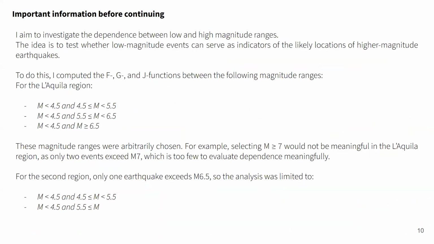So to compute the dependence between two datasets, as I said earlier, we need to have two datasets, and for that I decided to take all the magnitude lower than 4.5, and I will try to compute the dependence between less than 4.5 and other magnitude ranges. In that case, for L'Aquila, I will see the dependence between less than 4.5 with 4.5 to 5.5, so this magnitude range, and this one, etc. So I can do a lot of magnitude ranges if I want to. And for the second region, I will do exactly the same. So the reference will be less than 4.5, and I will try to see the dependence with higher magnitude ranges.